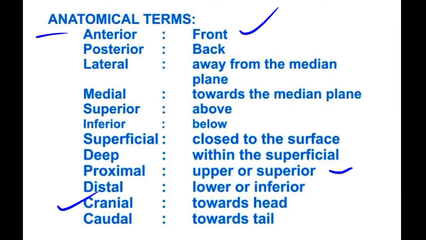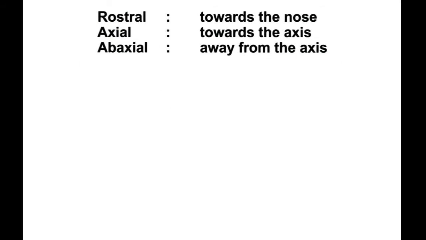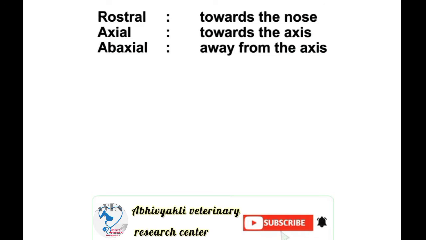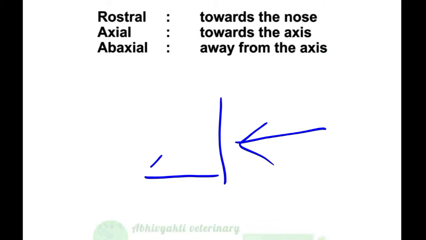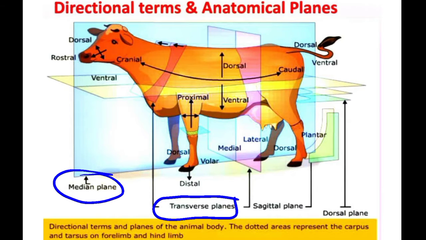Cranial, towards the head; caudal, towards the tail; rostral, towards the nose; axial, towards the axis. This is the axis, towards the axis. Abaxial, away from the axis. Next one, volar surface and plantar surface.